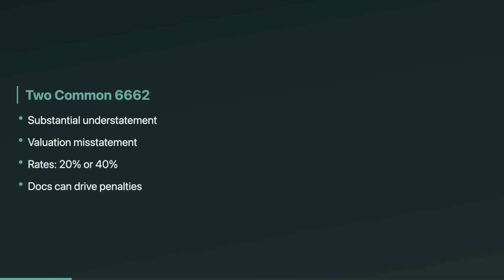Accuracy-related penalties under IRC 6662 are a favorite EA exam trap because the names sound similar, but the triggers are totally different. Two big ones to know are substantial understatement and valuation misstatements. Your job is to spot the threshold, then match the right penalty rate. And remember, bad documentation, like missing appraisals, often turns a maybe issue into an automatic penalty exposure.